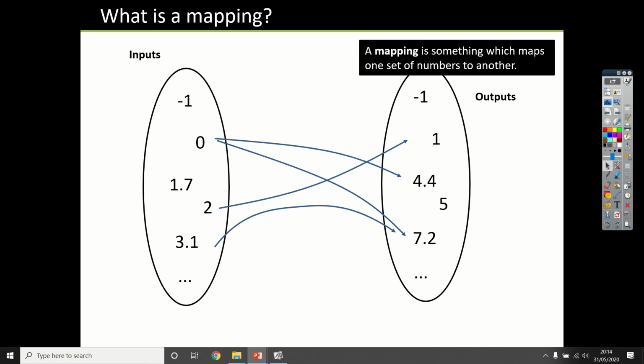This is the second part of the graphs and functions chapter. We're going to talk about mappings in this video, and I'm going to show you what a function is, and we're going to introduce some terminology to do with its definition. So what I've got here, this is a mapping.